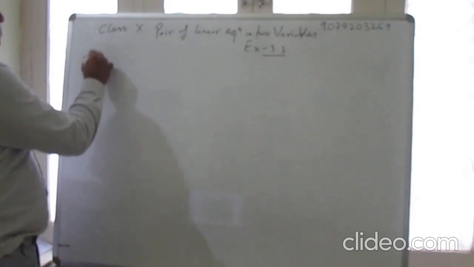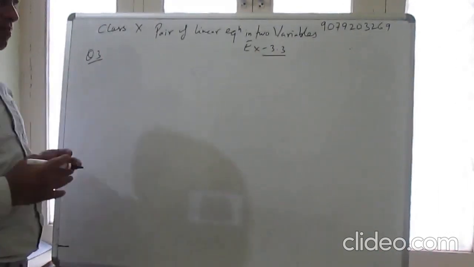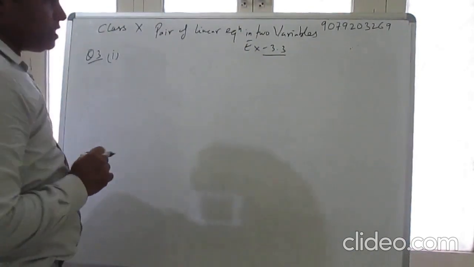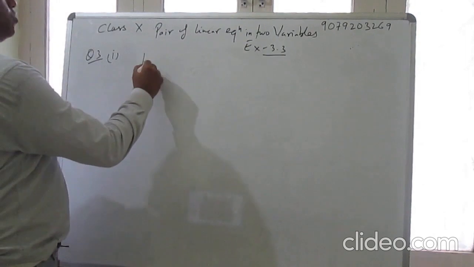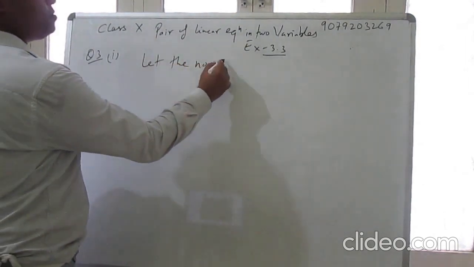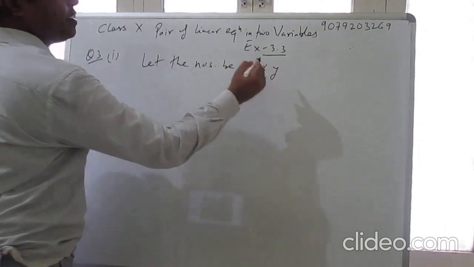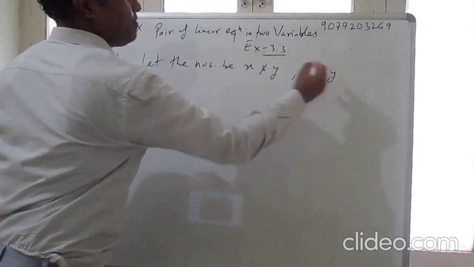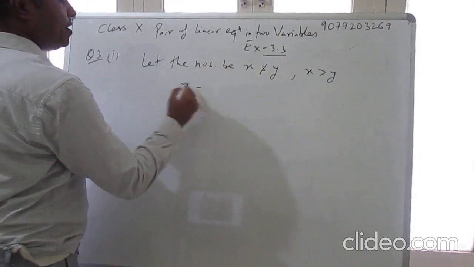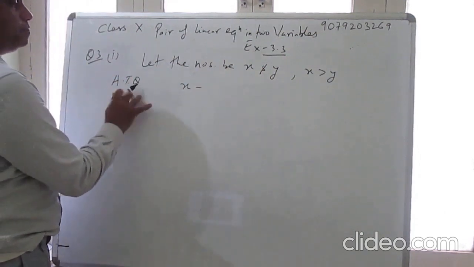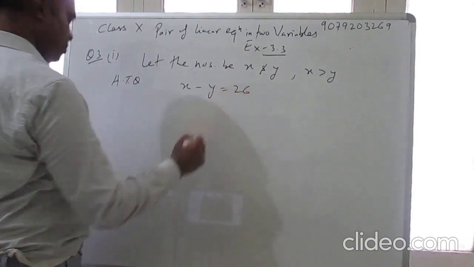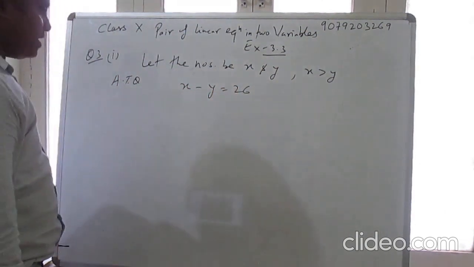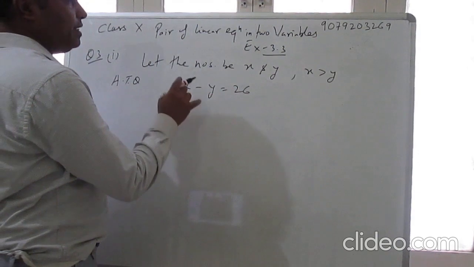Question third. Now it is word problems. You make a linear equation and then solve. First part. The difference between two numbers is 26. We will let the numbers be x and y such that x is greater than y. What is the difference between these two given as? According to the question, ATQ, x minus y is equal to 26, and one number is 3 times the other.